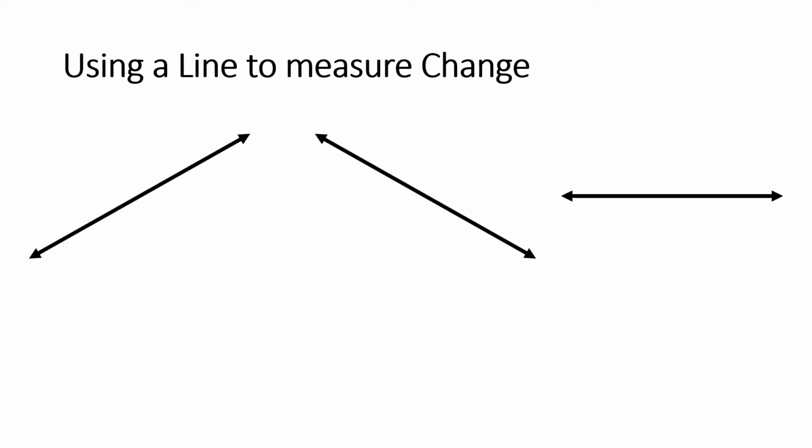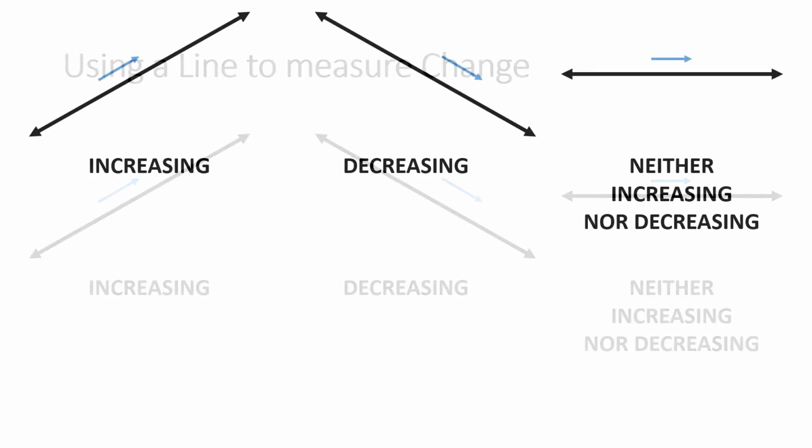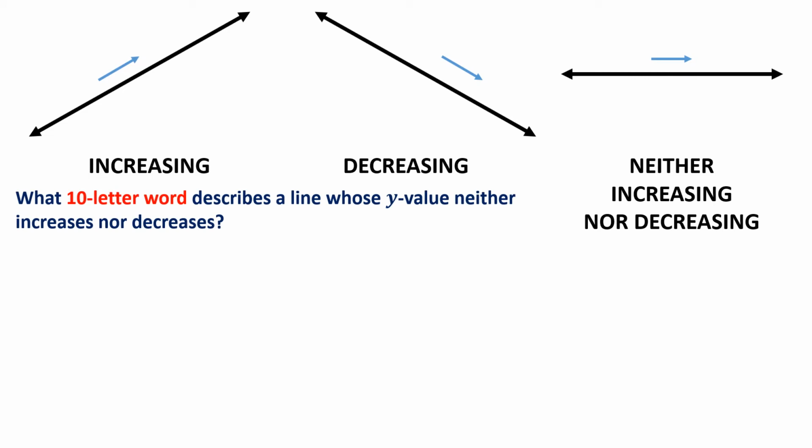Let's go back to a simple function, the straight line. When we think about a line, we can visualize a line whose y value increases from left to right, and a different line whose y value decreases from left to right. We can even think of a line whose y value neither increases nor decreases. So what 10-letter word describes a line whose y value neither increases nor decreases?